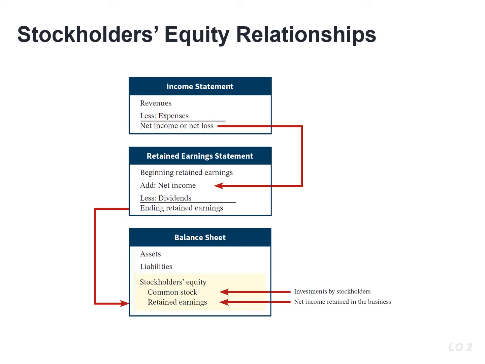To review, revenue and expenses are reported on the income statement. Dividends, revenues, and expenses are eventually transferred to retained earnings at the end of the period. As a result, any change in any one of these three items affects stockholders' equity.